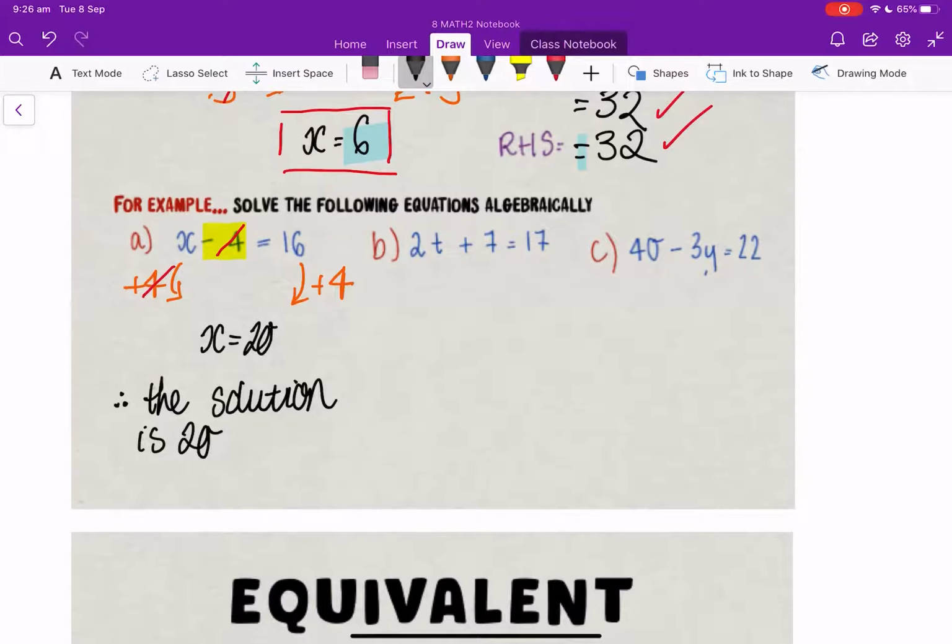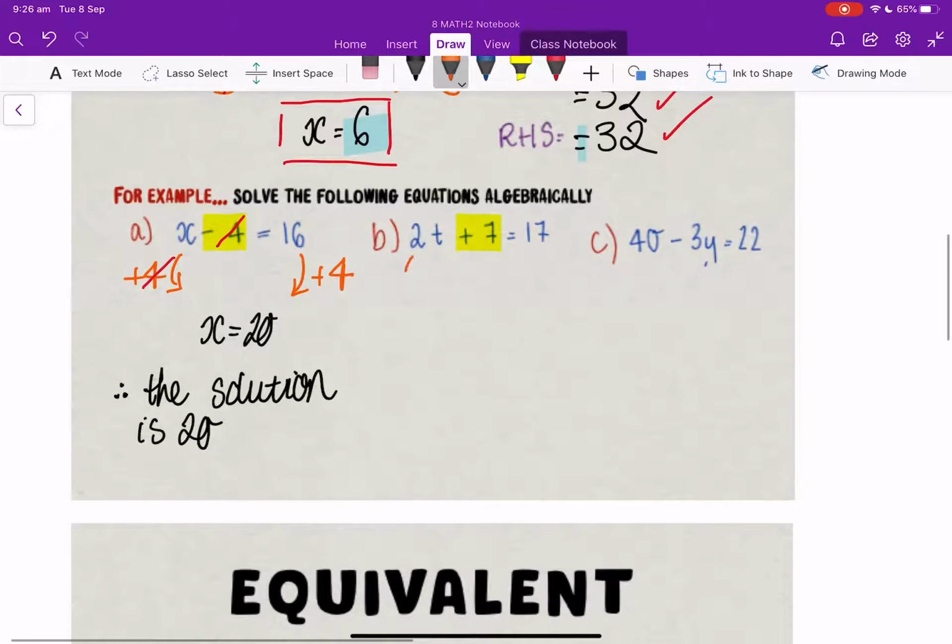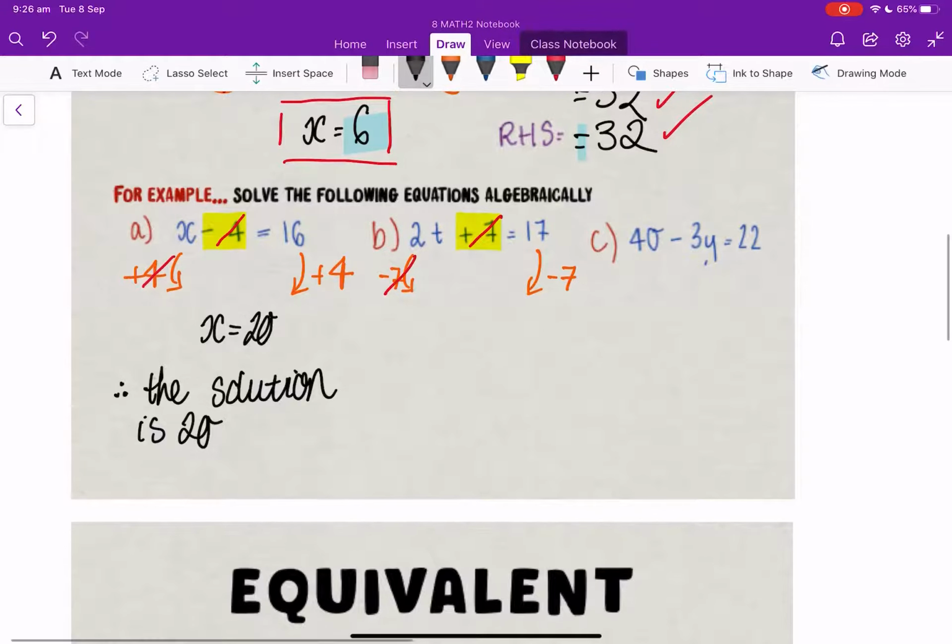Okay, the next one, part B, says 2t plus 7 equals 17. Okay, we want to get rid of the outside layer first. So at the moment, that is 7 being added. So let's do the opposite to both sides. Let's take away 7. Take away 7. We can cross this out. Now you've got 2t equals 10 because 17 minus 7 is 10. Okay, now our t is being multiplied by 2. So let's do the opposite of multiplying by 2, which is to divide both sides by 2.